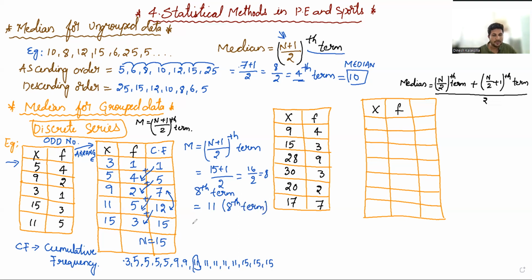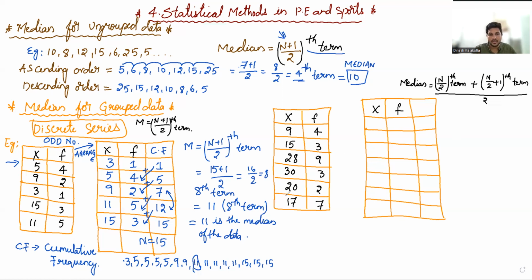Don't get confused here. Very simple. So 11 is the median of the data, right? This is how to find out the median for this grouped data in discrete series for an odd number. Now let us see the same thing for an even number.